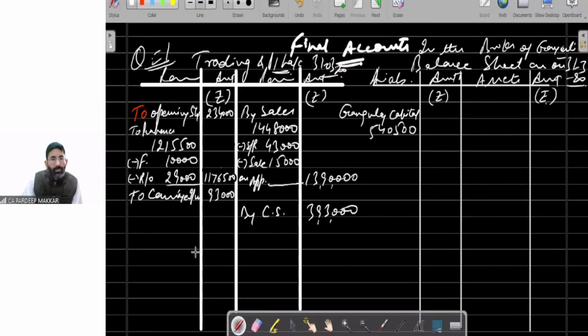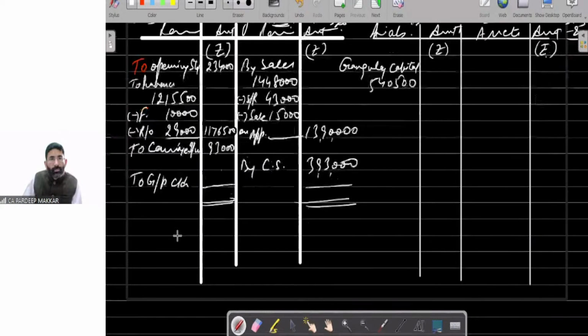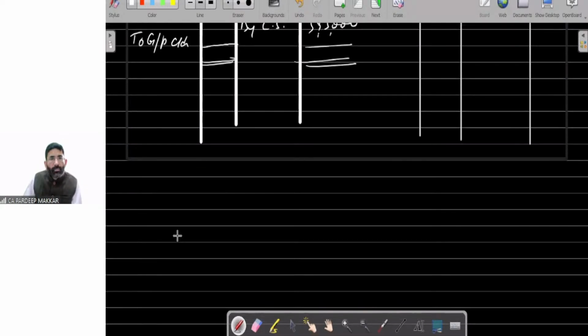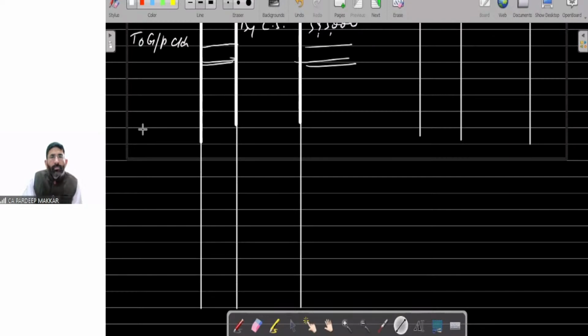Very good. So get the GP, gross profit, you have to calculate. To GP carried down. By GP brought down. 2,79,500 according to a calculation by a student.